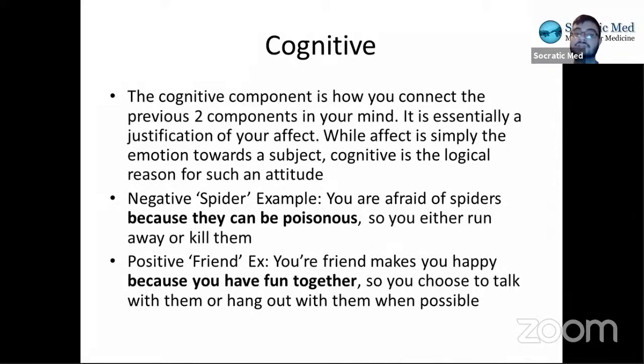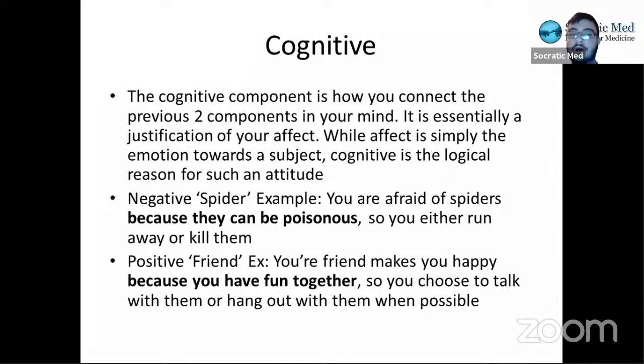Cognitive is essentially a justification of your affect. While affect is simply the emotion towards a subject, cognitive is the logical reason for such an attitude, right? For your actions and for your feelings in your affect, it's the logical reasoning and the justification that you have for your attitude.